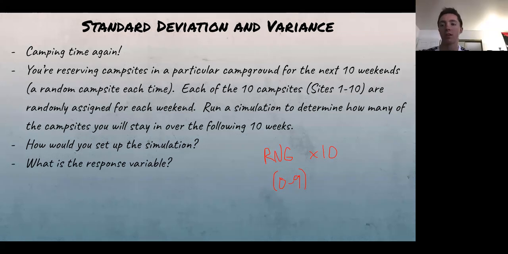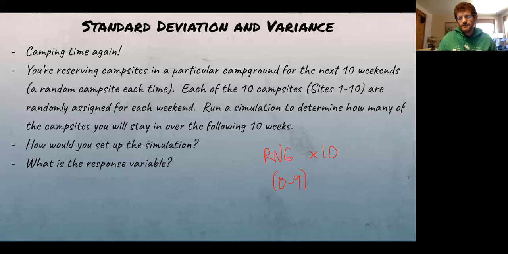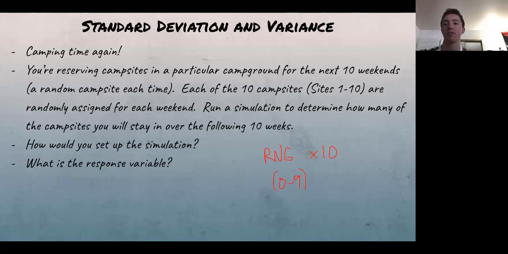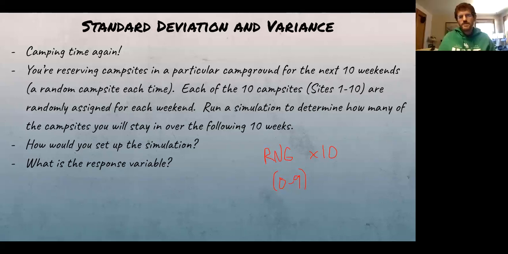The campsite. What about the campsite? The number of campsites that you end up at. You could theoretically be assigned to the same campsite 10 times in a row. You could go to a different campsite every time and end up at 10 different campsites. So we want to figure out the response variable, or how many of those there are. So number of campsites. I'll just put CS right here for campsites.